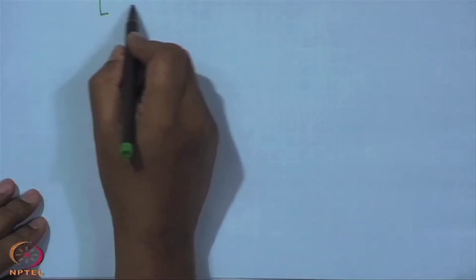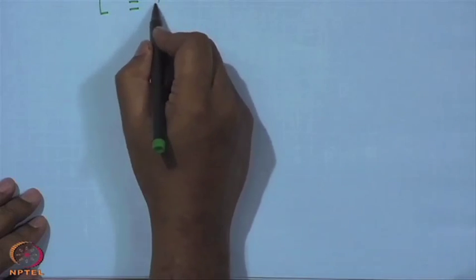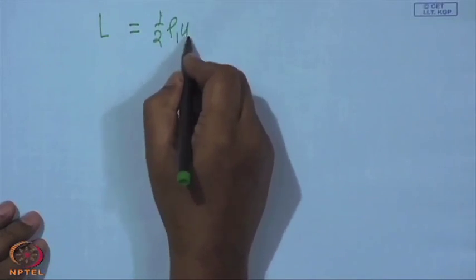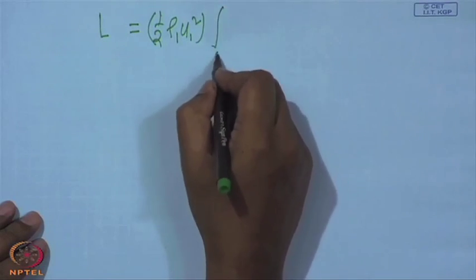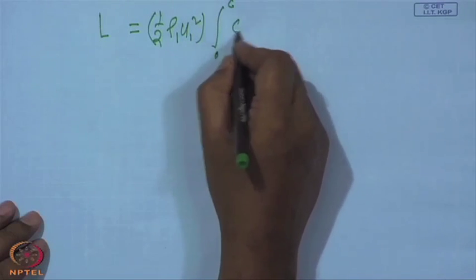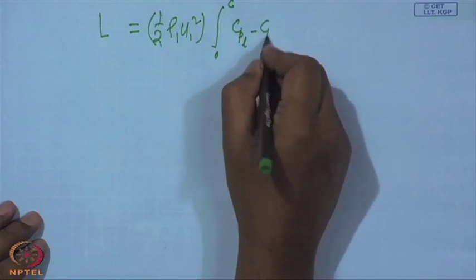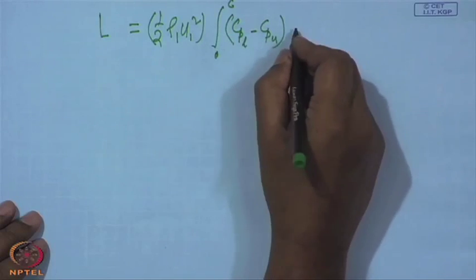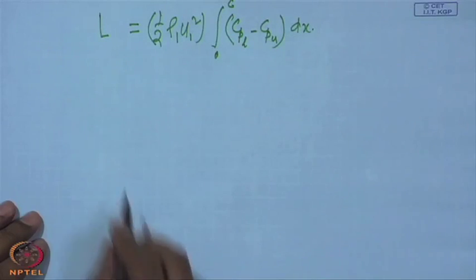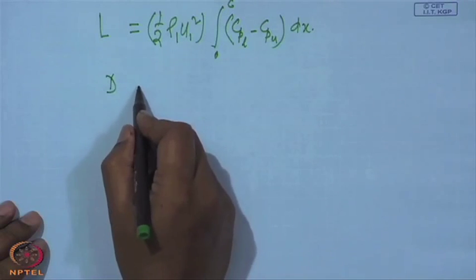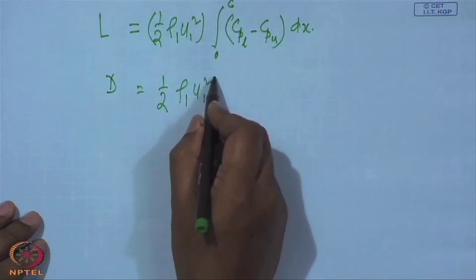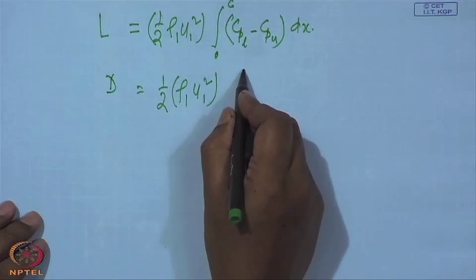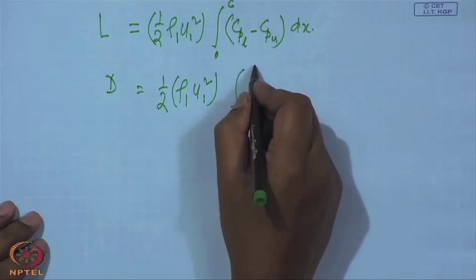the lift force can be obtained as half rho 1 u 1 square into integral 0 to c, and drag force can be obtained as half rho 1 u 1 square into integral 0 to c.